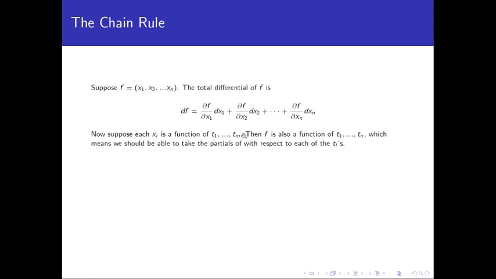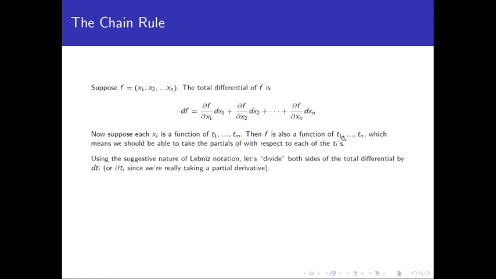Well, if I think about taking each of these, whatever the functions are, and plugging them back into the original, then our function f will also be a function of the t1 out to the tm's. So we should be able to take the partial of f with respect to the t's. This is not what we're really doing, okay? But let's divide both sides by the dti, or partial ti, whichever you want to call it.